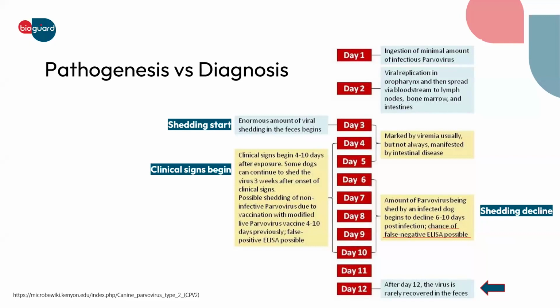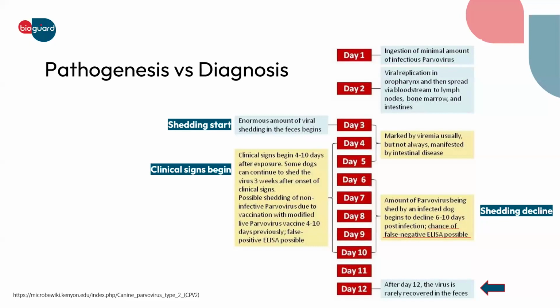Other than that, from day 6 to day 10, there will also be a chance that the ELISA test or other serological tests give you false negative results, because the shedding will start declining after day 6. And from day 10 to day 12, the virus is really recovered from the feces.